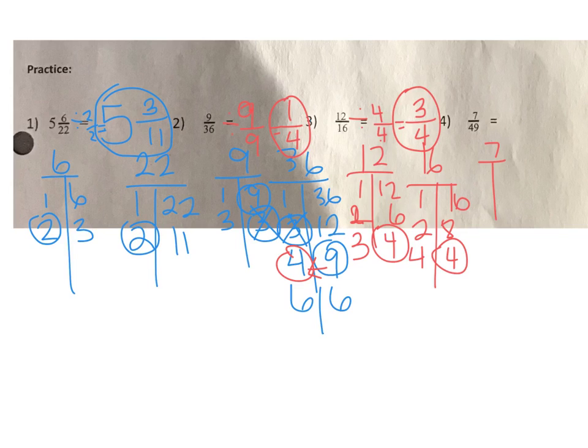So 7's easy because 7's prime. So 1 and 7, that's easy. And then 49 is 1 and 49 and 7 and 7. So our GCF is 7. So we're going to divide it by 7 over 7, which gives us 1 over 7. So 7/49 simplifies to 1/7.